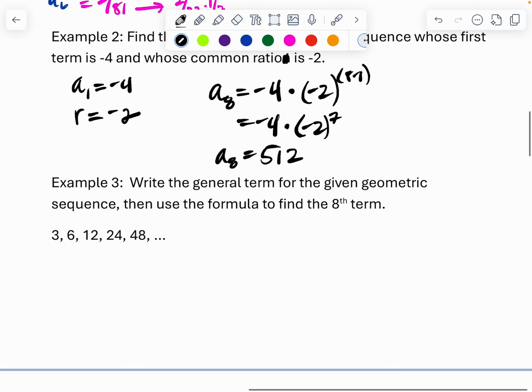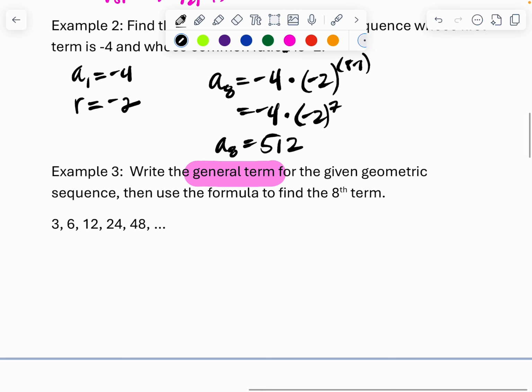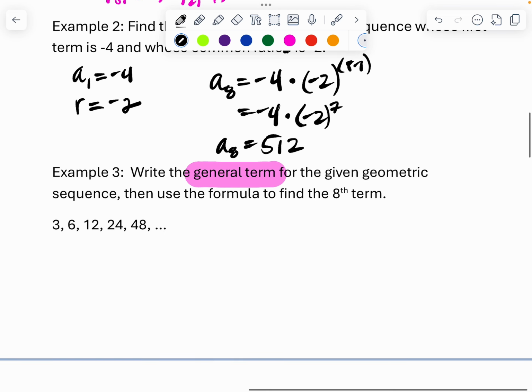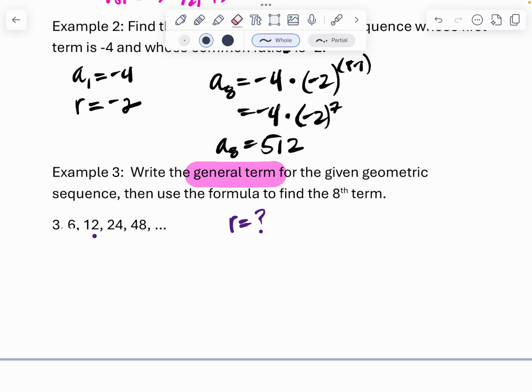For example 3, it says write the general term. So we're going to come up with a formula. When it says to write the general term, that means you have a formula for the given geometric sequence, and then you use that formula to find the 8th term. To write our general term, we need to know what our common ratio is. What is R? The easiest way is to take the number 6 and divide by 3, or take 12 and divide by 6, and so forth. I'm going to take the second term and divide by the first term, and I get 2. That would be the same no matter what you did.